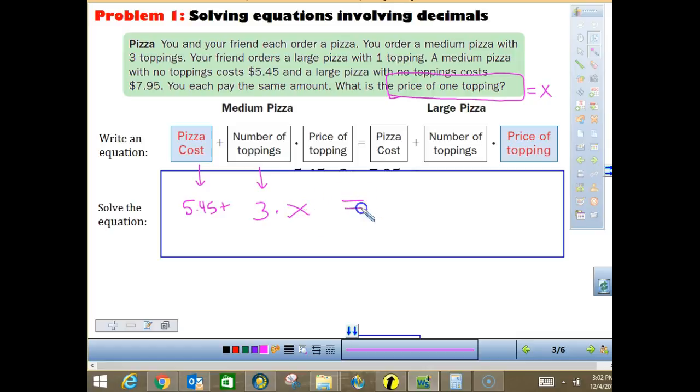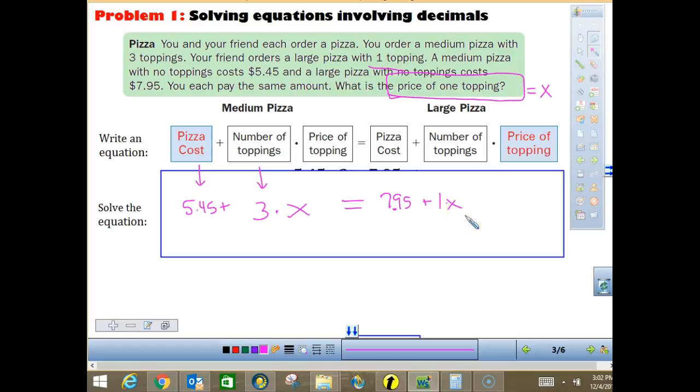And this is equal to the pizza cost of our large, which is $7.95. Right? How many toppings did your friend put on the large? 1. So just got pepperoni or whatever, right? Times X, the price of our topping.